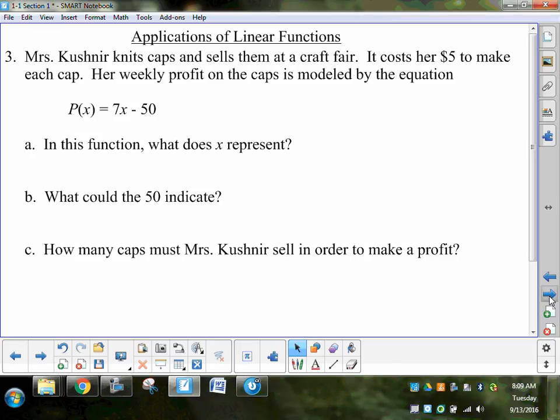Who will? Oh, you, Chris, from the line? So, you've got this person, they knit caps, they sell them at a fair, $5 to make each one. Weekly profit is modeled by that equation. What does the X in this case represent?